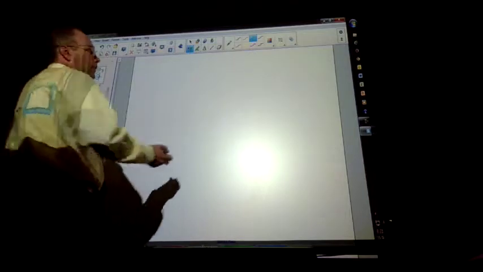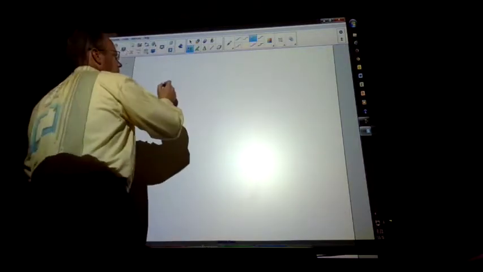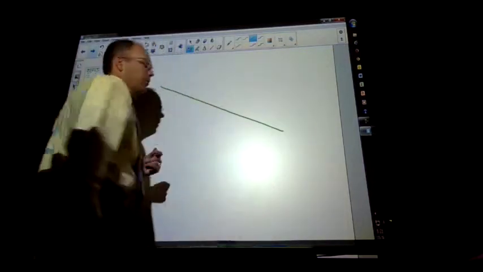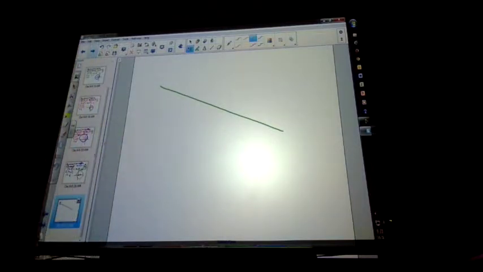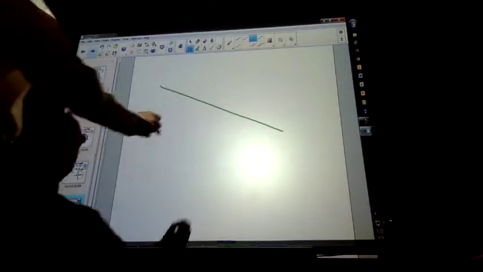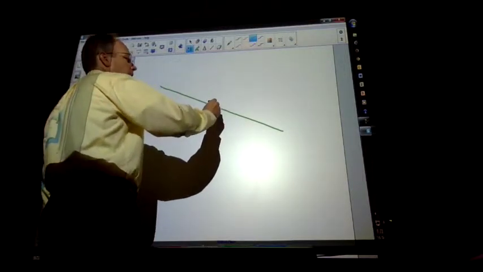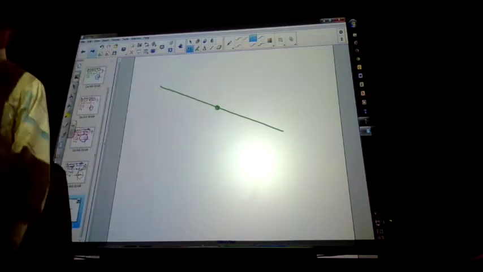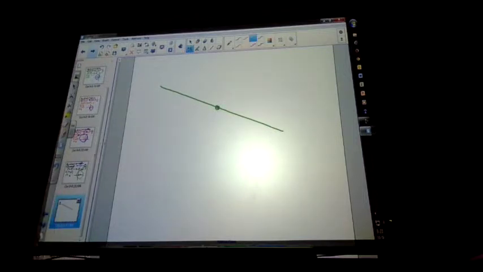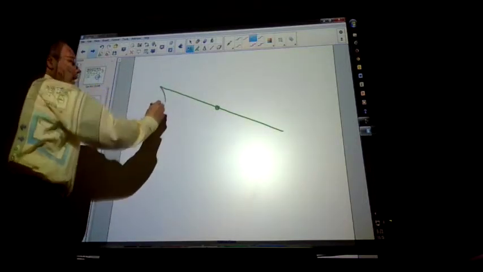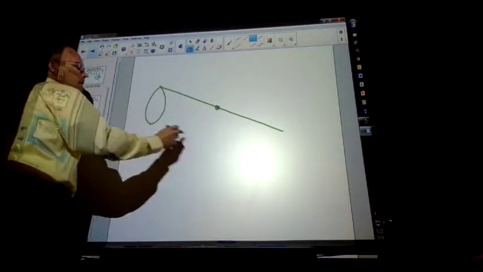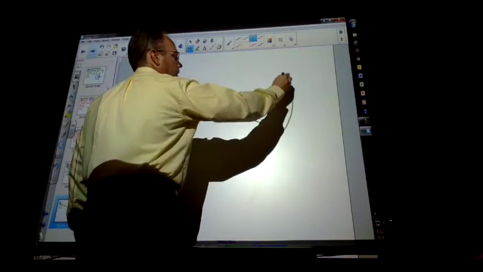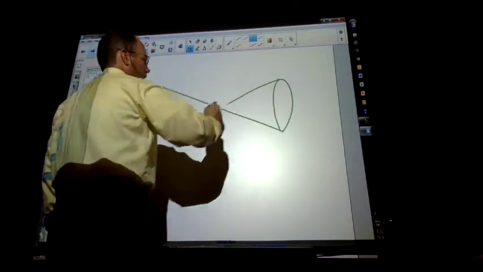I'm going to show you. It's not the most difficult thing on earth. Okay, I'm going to create a straight line. Still with me? Creating a straight line. I know it's angled, but it's still kind of straight, right? I'm going to basically hold one point constant on that line, and then I'm going to rotate the line around. This is called a nappe, N-A-P-P-E.